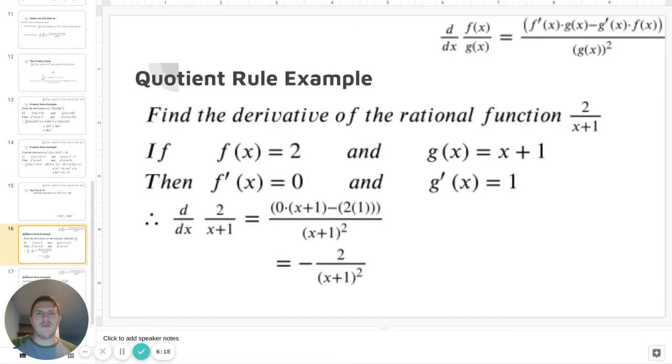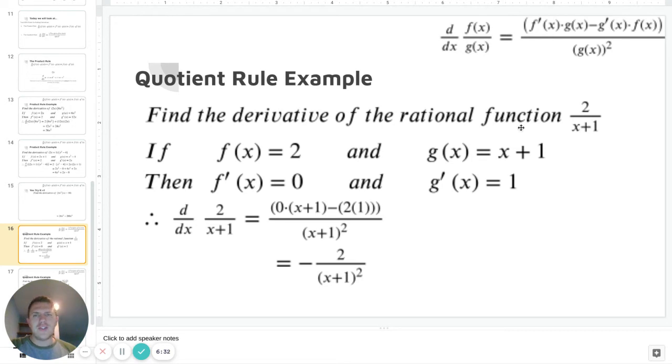Moving on to the quotient rule here. So with the quotient rule, basically we're applying this huge formula right here to what we know about the power rule. And we're going to start off with something easy. So the derivative of a rational function, 2 divided by x plus 1.